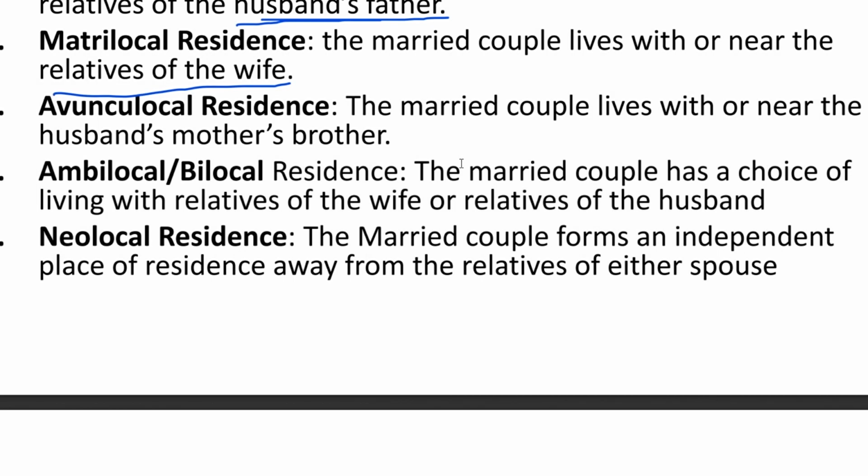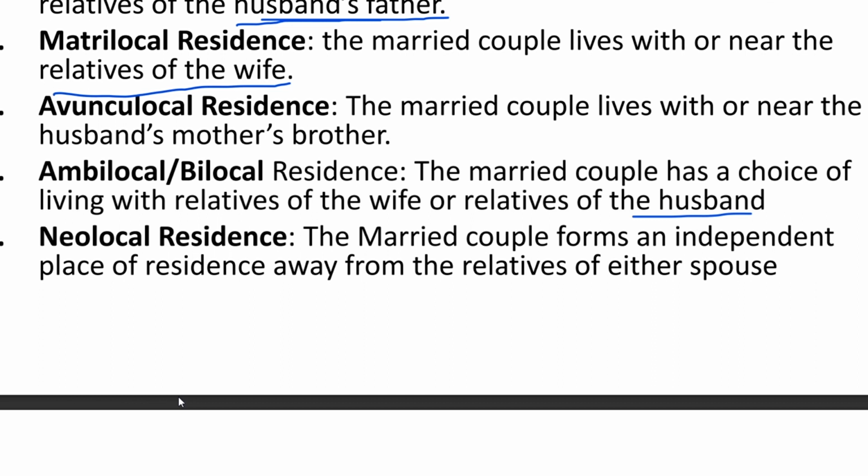Residence means when the married couples live near the husband's mother's brother. The fourth one being ambilocal. Ambilocal or bilocal residence is when the married couple has a choice of living with or near the wife's relatives or the husband's relatives.